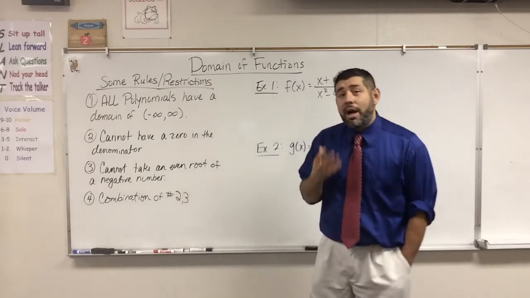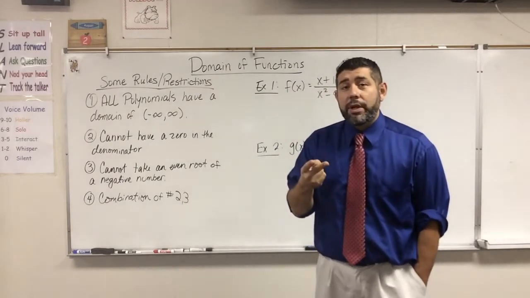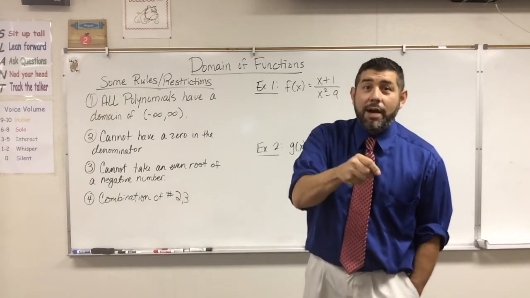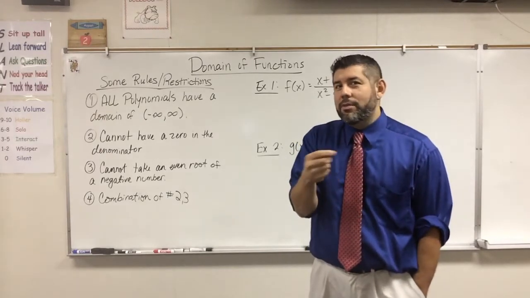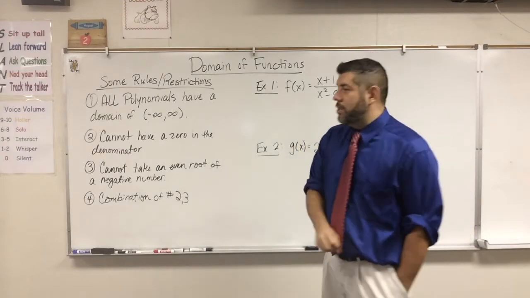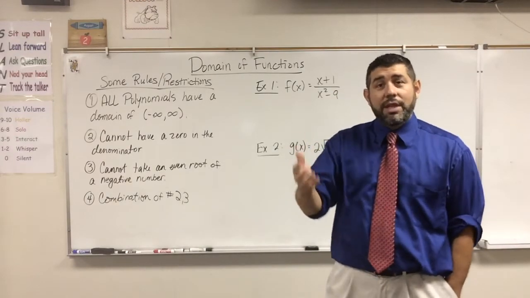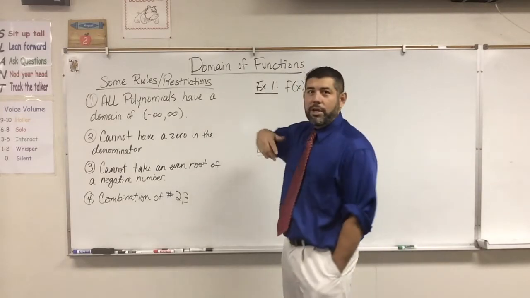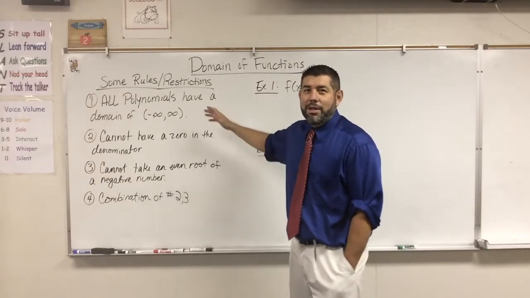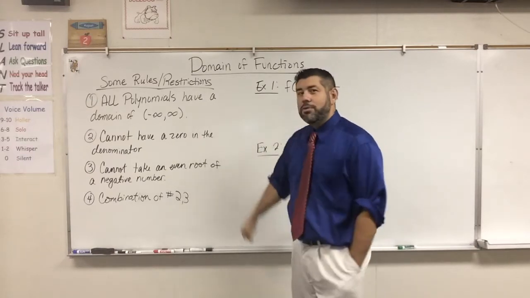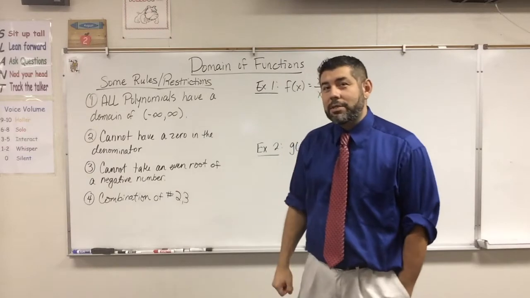Finally, it could be a combination of both 2 and 3. So we could have something where we have a square root in the denominator, where we have to worry about that. So in that case, we would combine numbers 2 and 3. So let's take a look at some examples. We won't do example 1; hopefully you understand that all polynomials have all real numbers. But we will do 2, 3, and 4, and then we'll look at a couple of practice problems, okay?